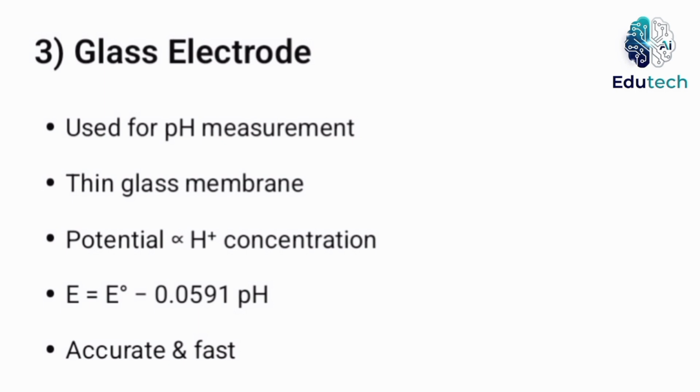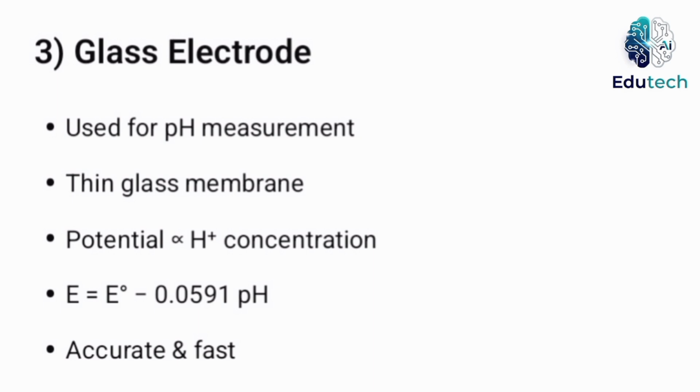Explain construction and working of glass electrode for pH measurement. The glass electrode is an important ion selective electrode used for measuring pH. It consists of a thin glass bulb filled with a known concentration of HCl solution and an internal Hg or HgCl reference electrode. The glass membrane is sensitive to hydrogen ions.